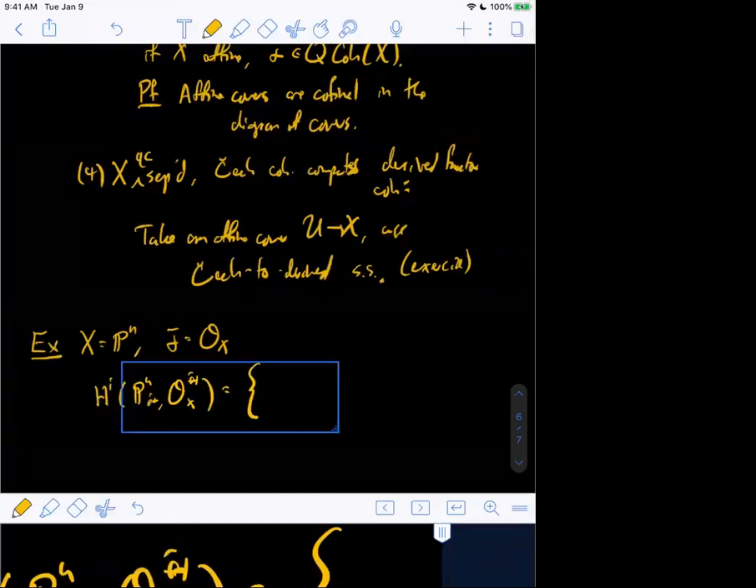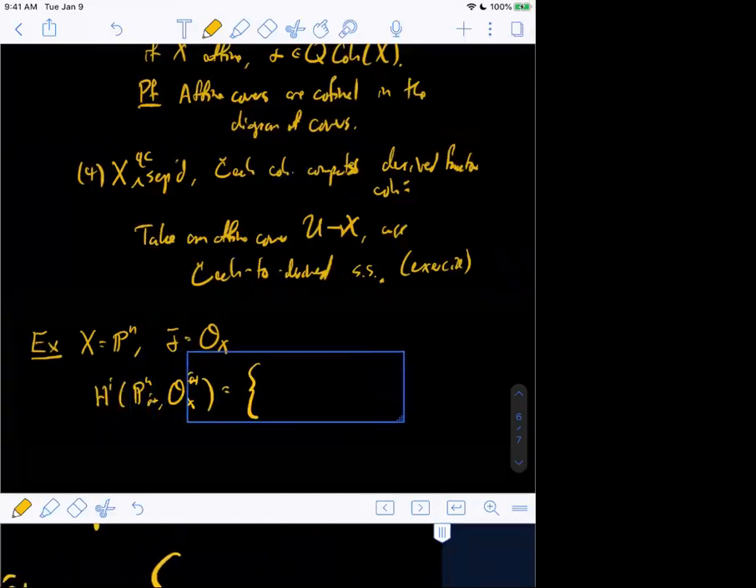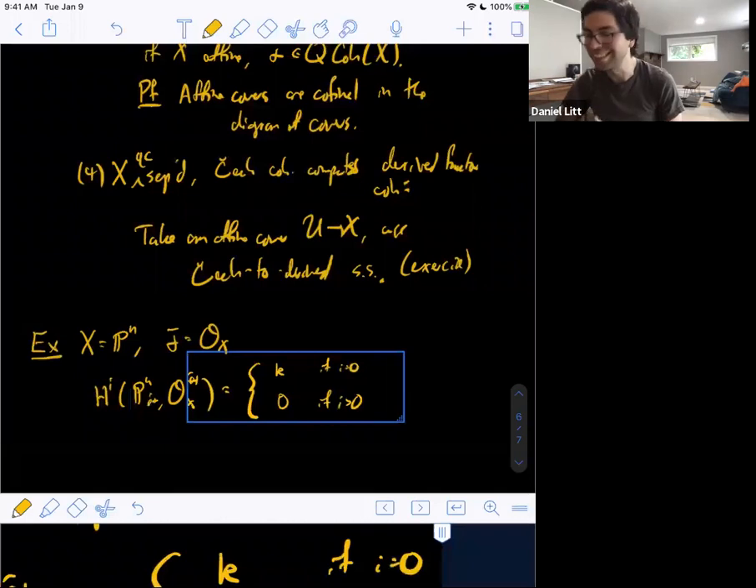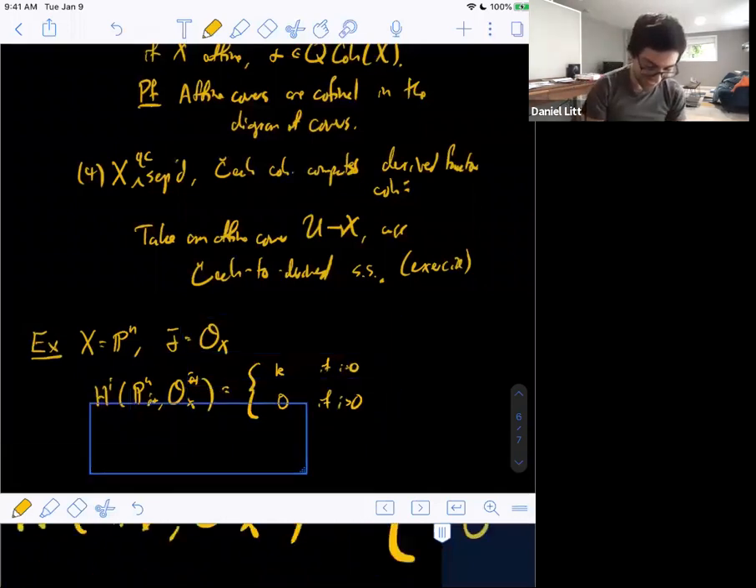It's just going to be the standard cohomology of projective space, right? Exactly right. So this is the ground field, or the ground ring, if you'd like, if i equals 0, and 0 if i is bigger than 0. Great, we did an example. Amazing. All right, so let's do a more fun example.